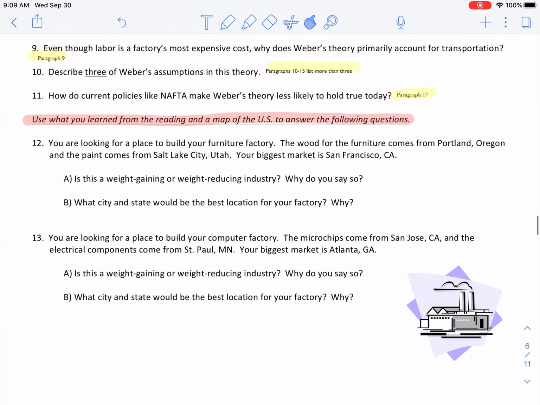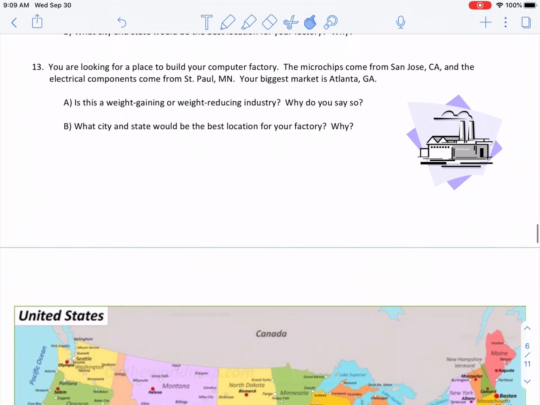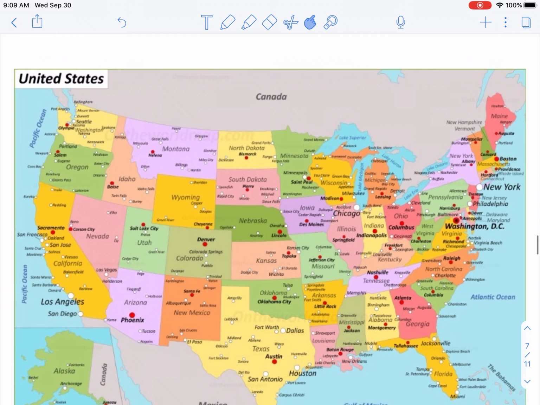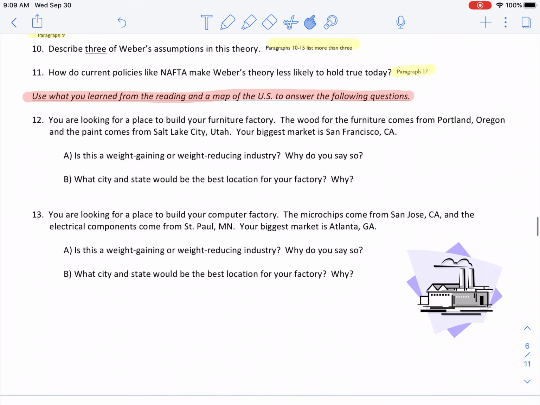I want to take a couple of minutes to talk about what I think are the two most important questions of the activity: your application of Weber's theory to putting an actual factory somewhere, locating it in the U.S. So we're going to use what we've learned from the reading and the map of the United States to answer the following questions. The map of the U.S. I provided for you after the questions, so we'll go down to that in a minute.